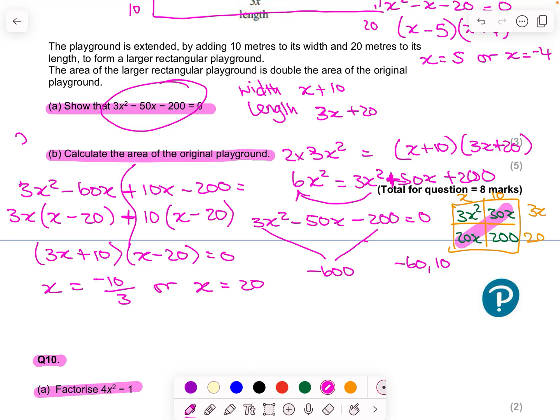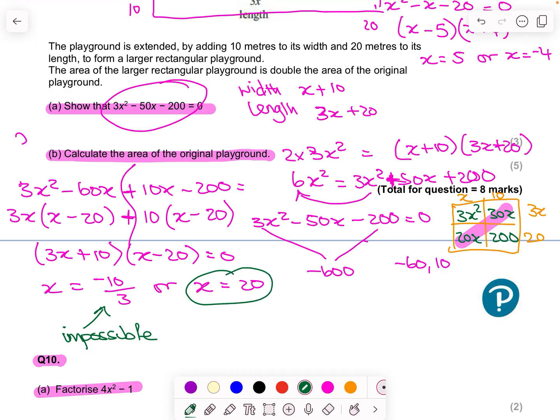Now, we know that this is impossible, so it cannot be a negative number because we've got a real life scenario here. Normally, if we were just asked to solve it, both solutions are valid, but because we're talking about an area here, no length can be negative. So we count that out. X can only be 20.